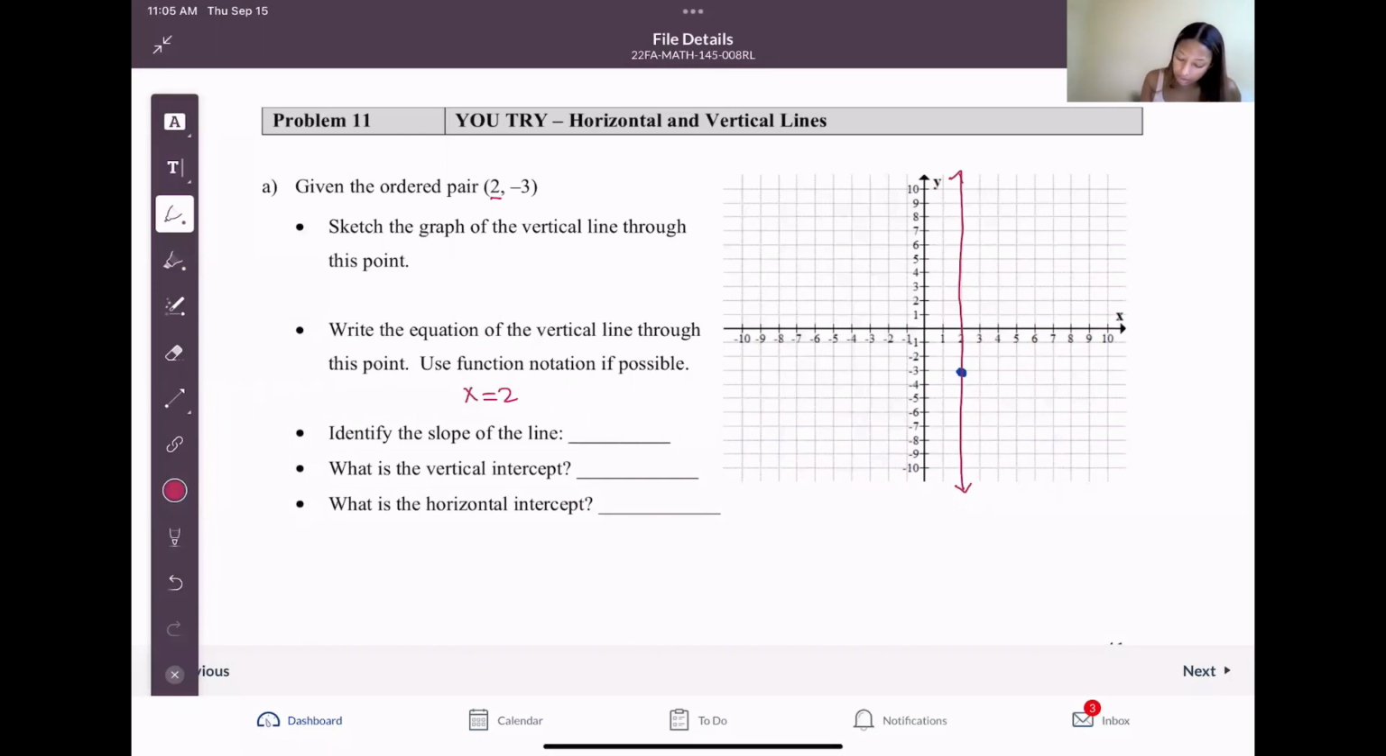Identify the slope of this line. The slope is undefined. What's the vertical intercept? It crosses the vertical axis at (2, 0). What's the horizontal intercept? There is none. So when you're given an ordered pair, if you're asked to find the vertical line that goes through it, vertical corresponds to the x coordinate, so it's x equals whatever the x coordinate is.